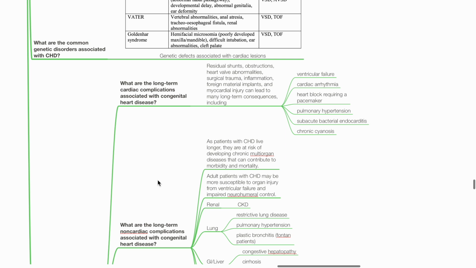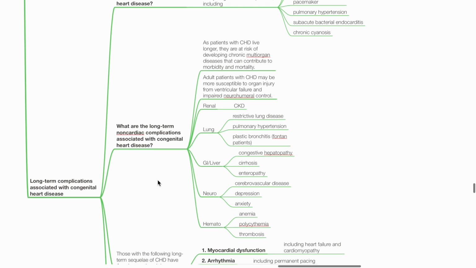What are the long-term non-cardiac complications associated with CHD? This includes renal: CKD; for the lung: restrictive lung disease, pulmonary hypertension, and plastic bronchitis for Fontan patients; GI and liver: congestive hepatopathy, cirrhosis and enteropathy; neurological: cerebrovascular disease, depression and anxiety; hematology: anemia, polycythemia, and thrombosis.